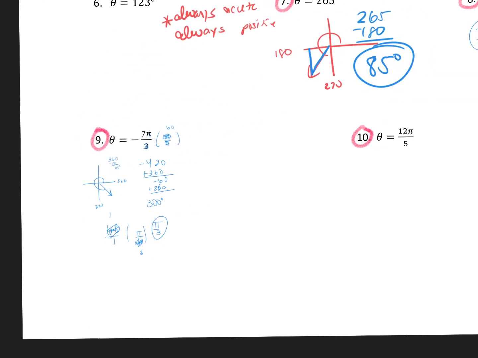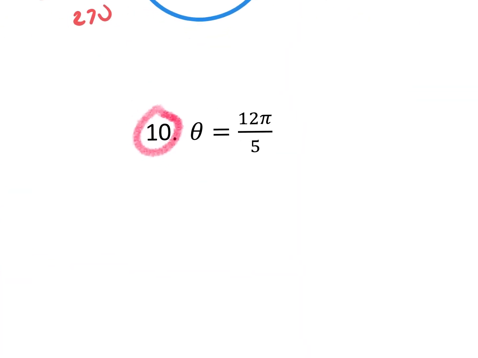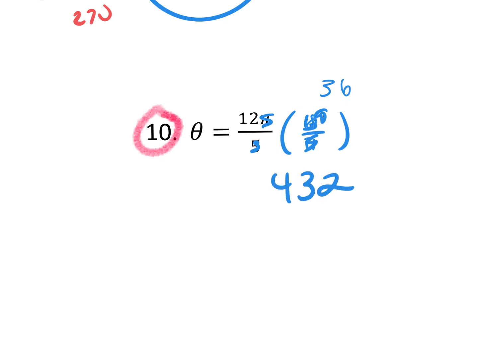Questions? All right, last one on this. Let's go ahead and convert. So pi on the bottom, 180 on the top. 5 goes into 180, 36. So 36 times 12 is 432. What do you notice about 432?